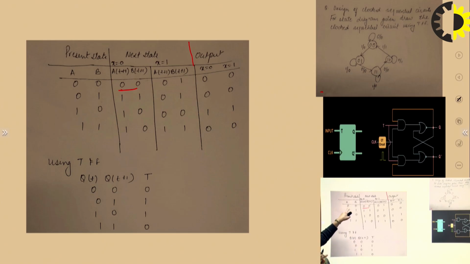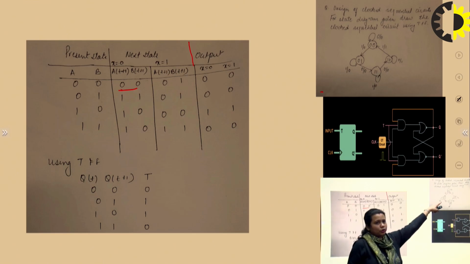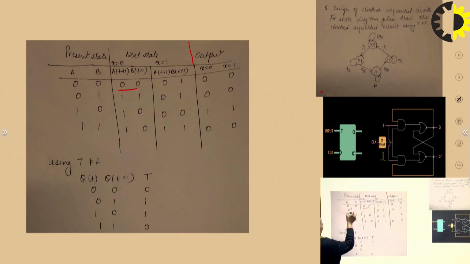Now see again, when state is 0 0 and input is 1. See in this diagram, when state is 0 0 and your input is 1, it is changing the state from 0 0 to 0 1, and also it is giving output 0. So from 0 0 it is moving to 0 1 at input 1, and the output is 0. Clear? Similar way we will create the table and write for all the possible combinations.